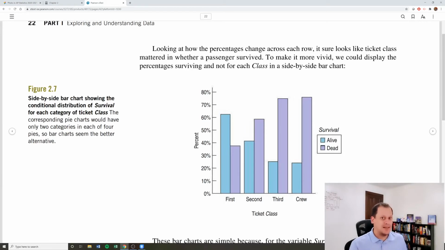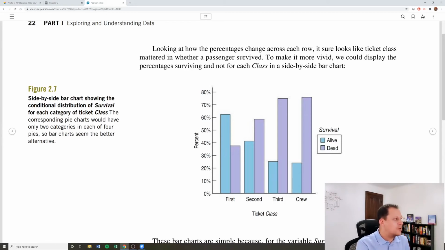So a side-by-side bar chart is really awesome if you've got two categorical variables on the same individuals using the same categories, because you can make easy comparisons between the categories. So you could say something like the crew had the biggest disparity between the percentage who lived and the percentage who died. Okay, you could tell that from this graph. And there are many other statements you can make.